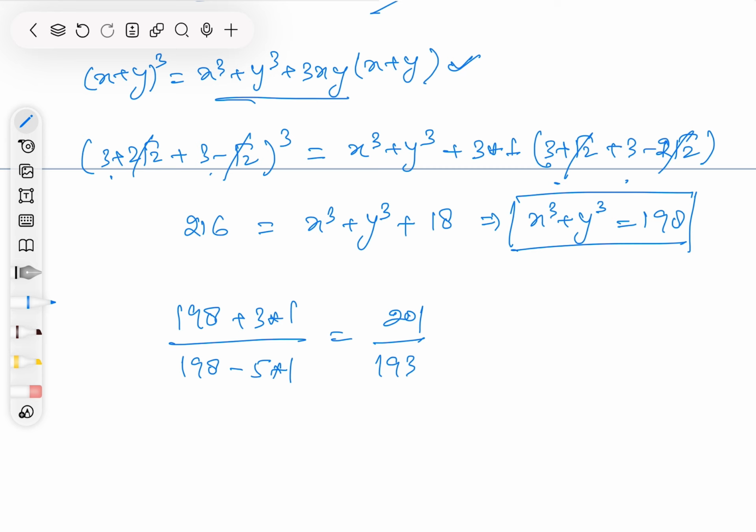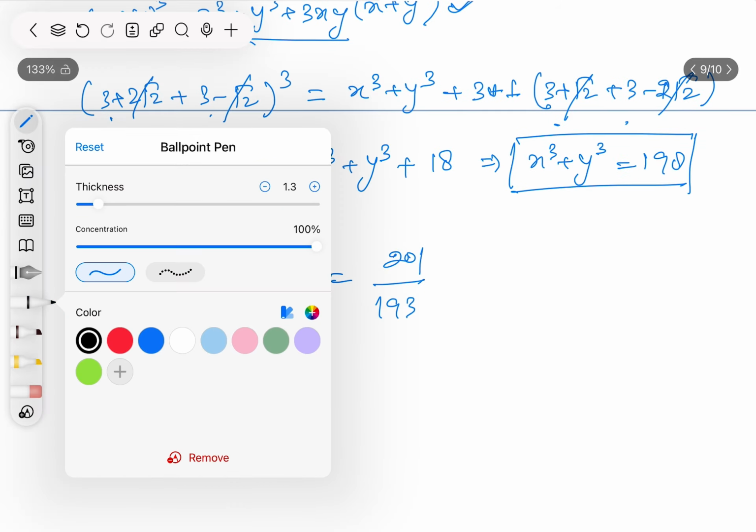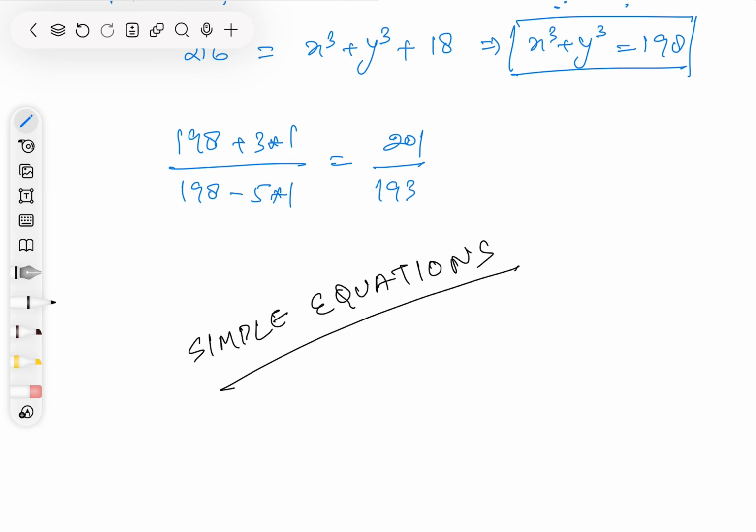This is all you need to know as part of identities. In the next lecture, when we meet, we will look into simple equations. After that, quadratic equations, polynomials, and so on and so forth.